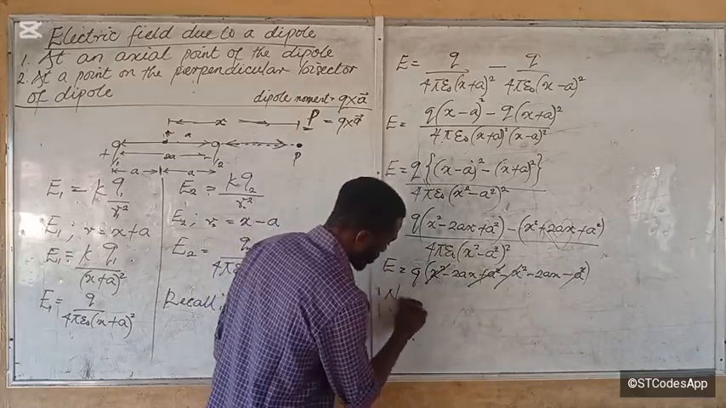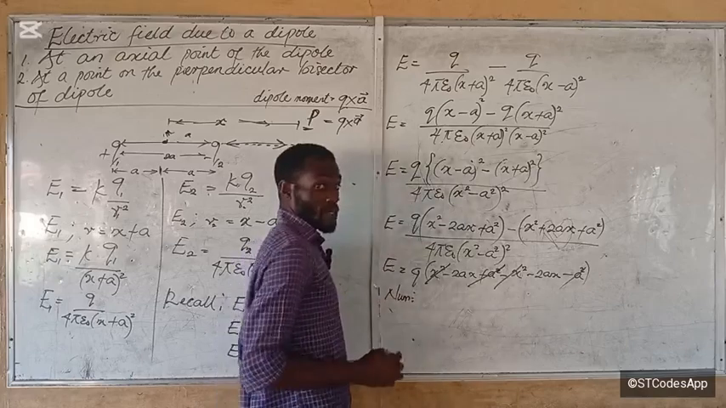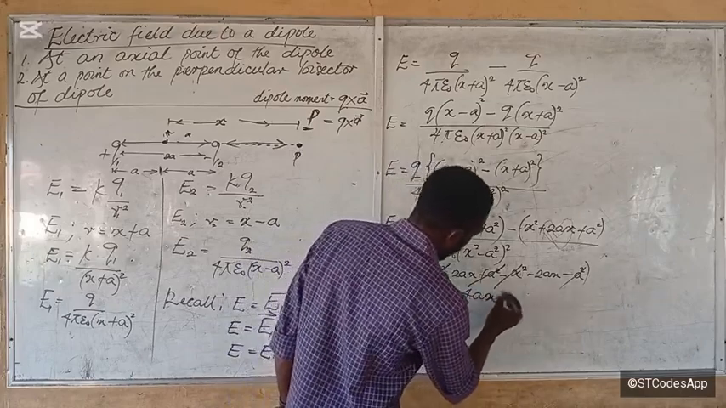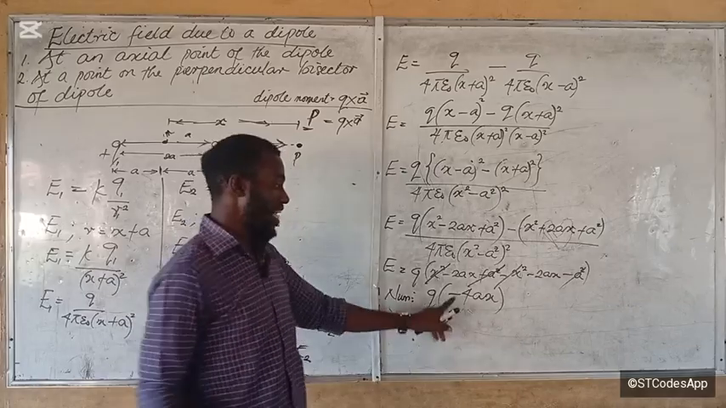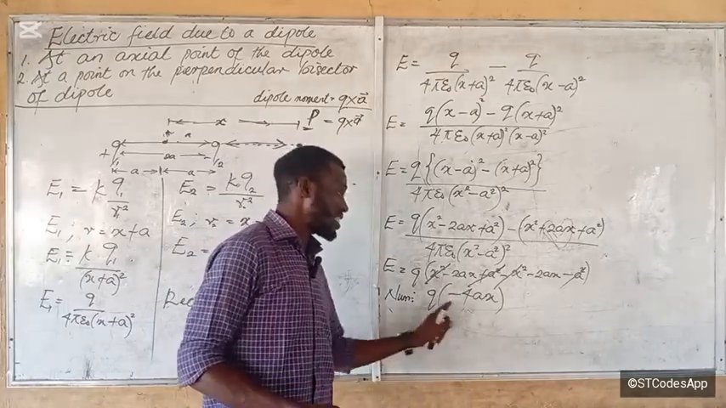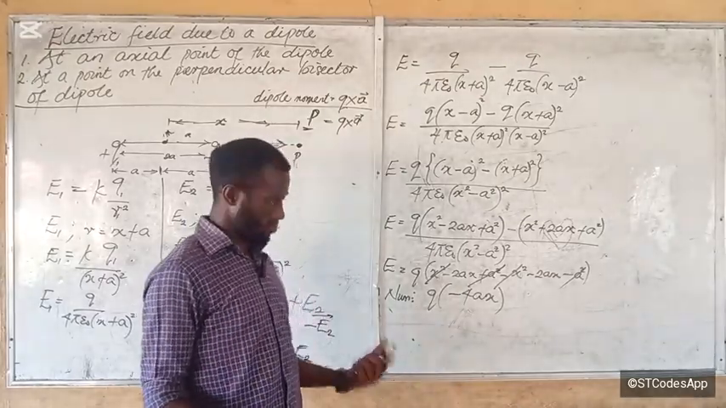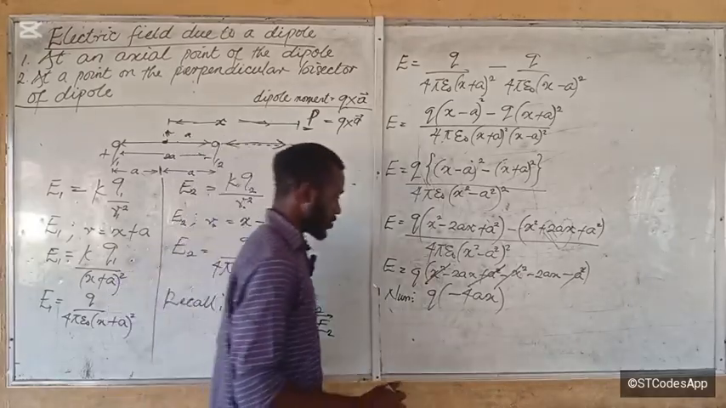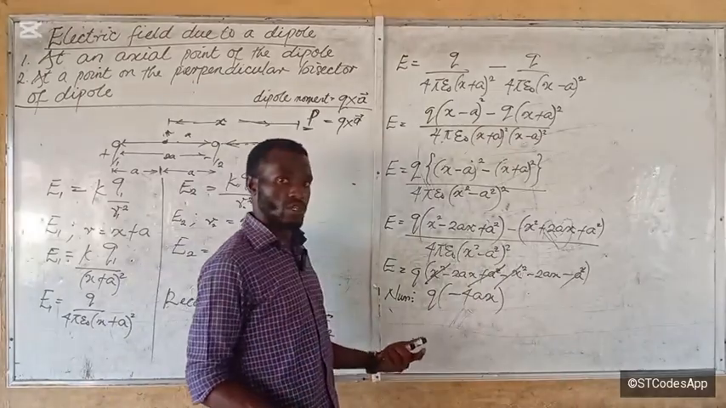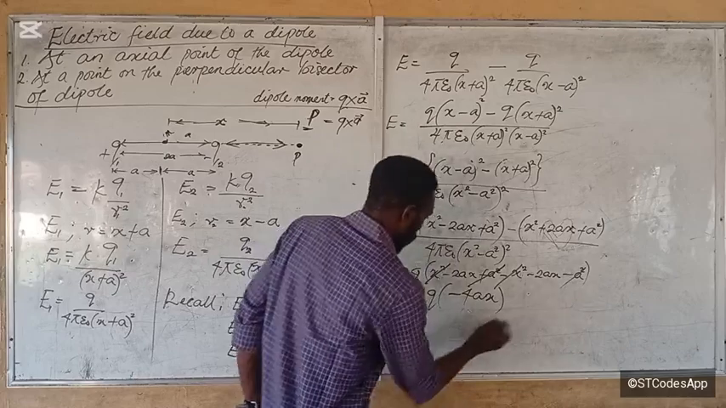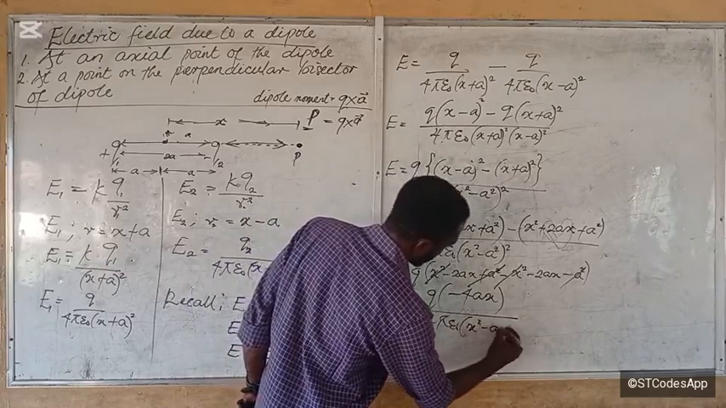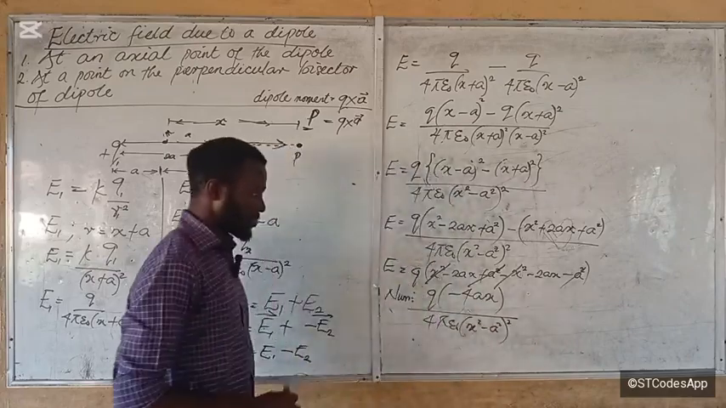Let's say we are dealing with only the numerator now. So we are going to have Q into bracket, minus 2ax minus 2ax is going to be minus 4ax. Okay, we are going to neglect the negative because it is electric field. It is just signifying direction, so let's just neglect it because it doesn't really affect our equation in this case. So over 4 pi epsilon naught x squared minus a squared all squared, okay?